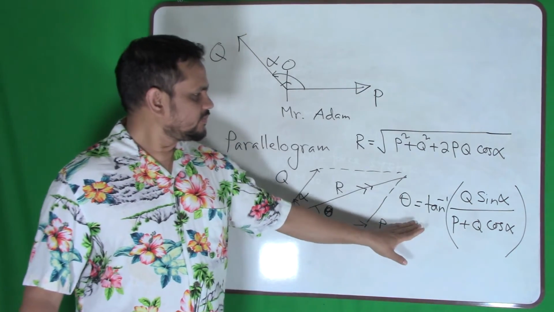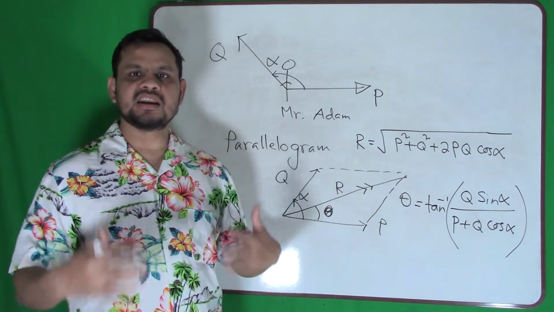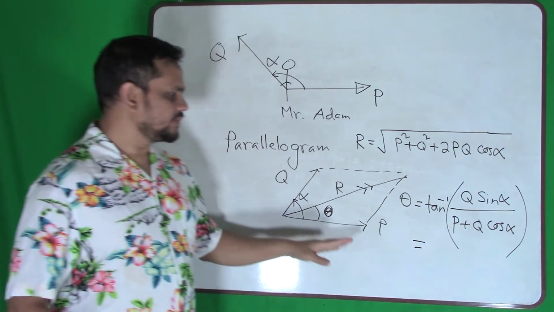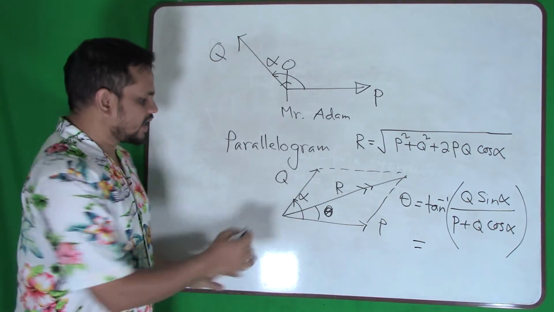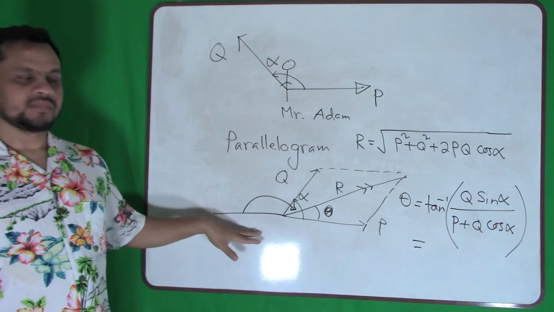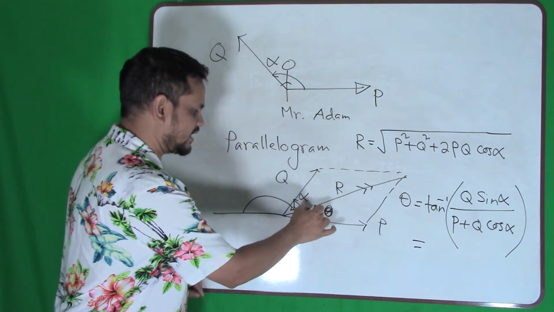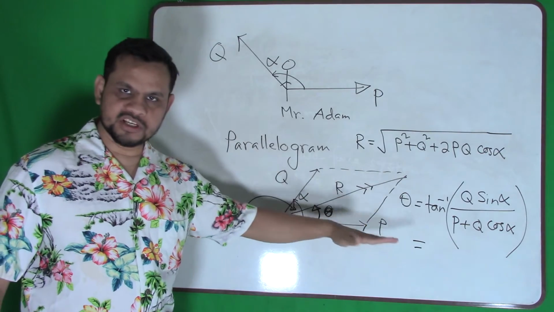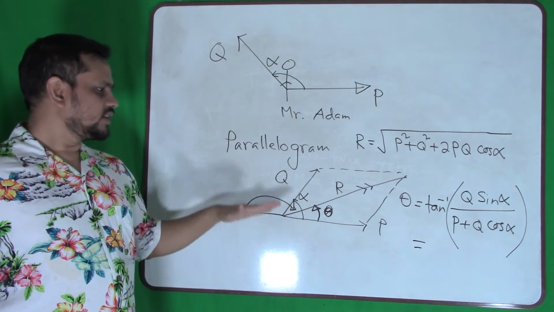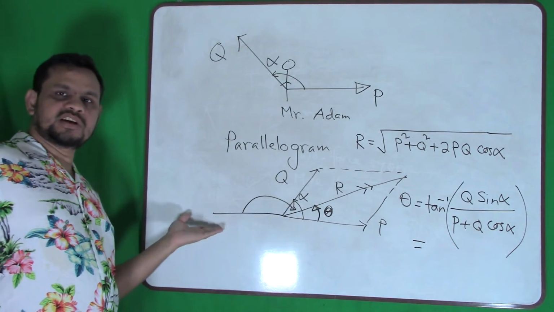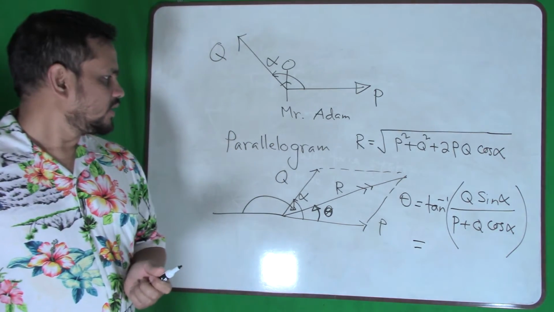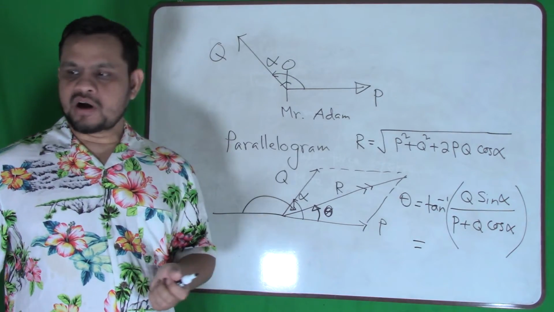Now, for some reason, if you get the value of this theta negative, it will mean that the angle is with respect to the opposite side of P. If you find it positive, it is this angle with respect to the force P towards Q. If you find it negative, that means that angle is with respect to the opposite side of P towards Q. So that is the twist. Hopefully you understood this.